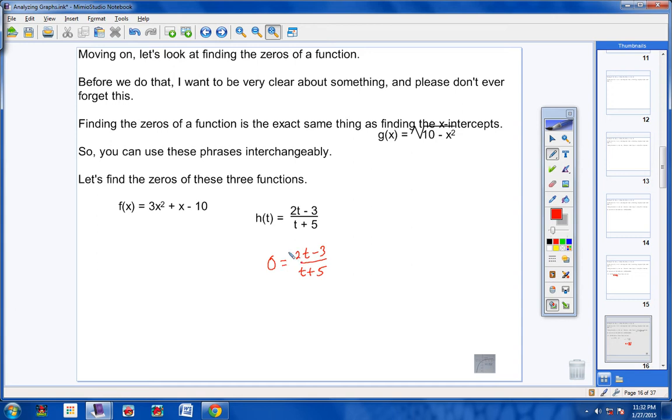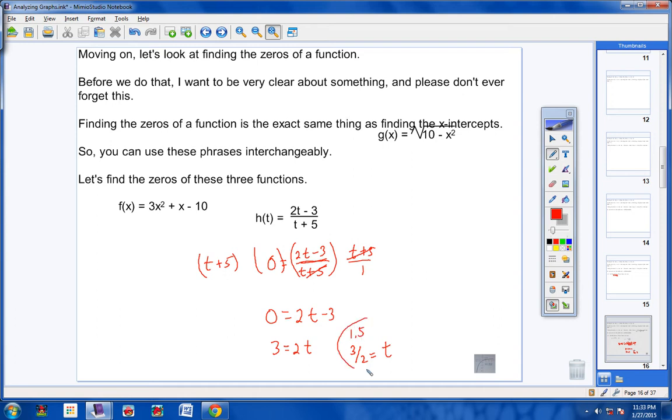I'm going to approach the problem like this. I don't want to have this fraction over here, so I'm going to multiply this side by t plus 5. But if I multiply one side by t plus 5, I must multiply the other side by t plus 5, okay? Well, anything times 0 is just 0. Over here, these would cancel, leaving you with 2t minus 3. Bring the 3 over and make it a positive 3. Now divide by 2, and we get 3 halves equals t, or 1.5.